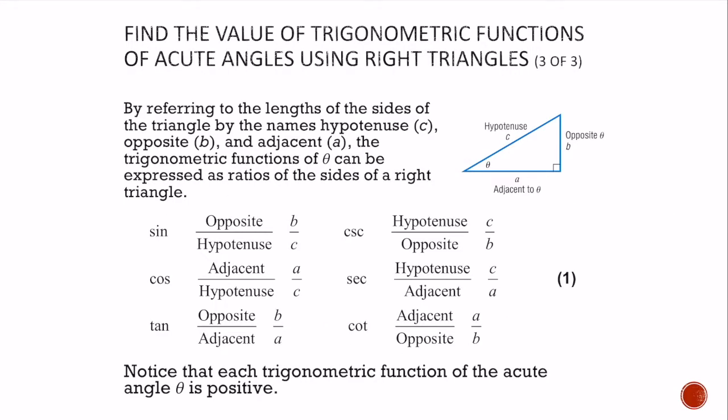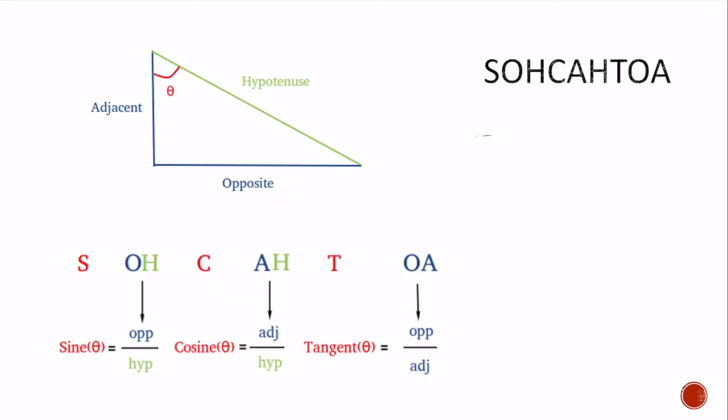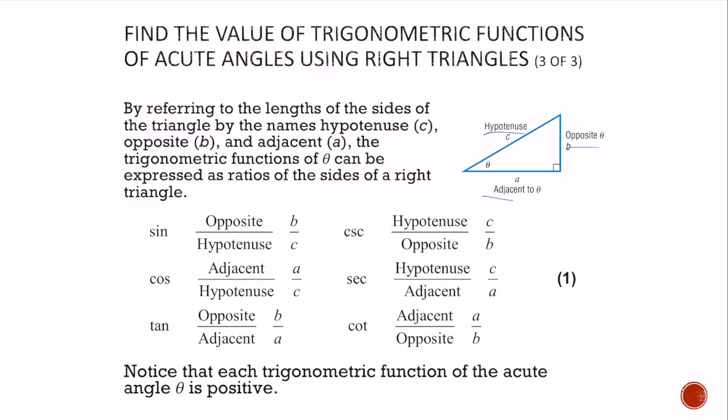By referring to the lengths of our triangle by the names hypotenuse, opposite, and adjacent, we can find our trigonometric functions. Think back to high school SOHCAHTOA. Sine of theta is opposite over hypotenuse, which is b over c. Cosine of theta is adjacent over hypotenuse, which is a over c. Tan of theta is opposite over adjacent, which is b over a. Cosecant of theta, the inverse of sine, is hypotenuse over opposite. Secant of theta is hypotenuse over adjacent. And cotangent of theta is adjacent over opposite.